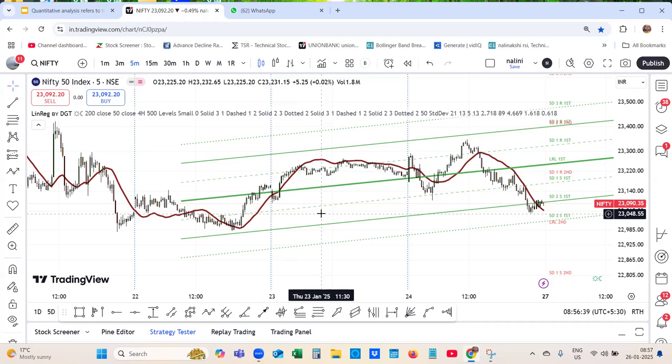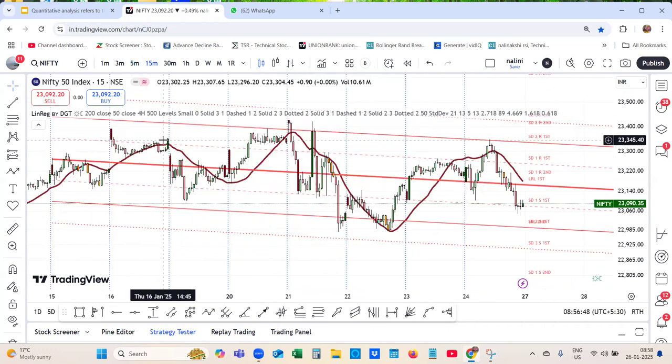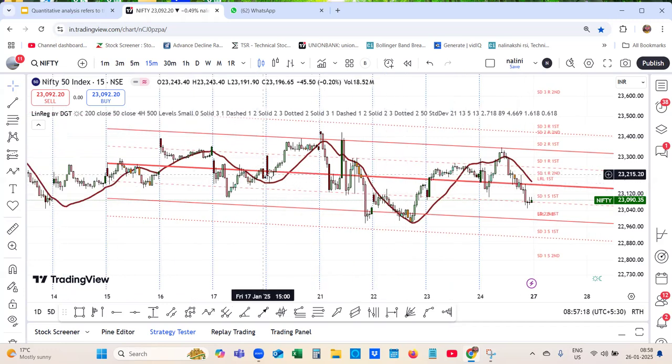For example, let me go to the 15-minute time frame. You can utilize it when the price is near the linear regression line, this central line. This will act as support and resistance for our trade. Suppose if the price is above the linear regression line, meaning this line, you can go long.